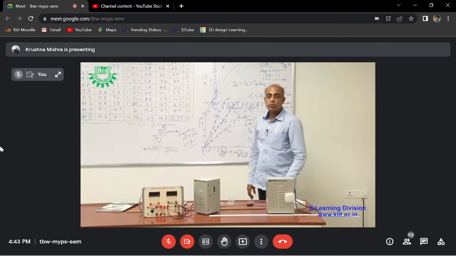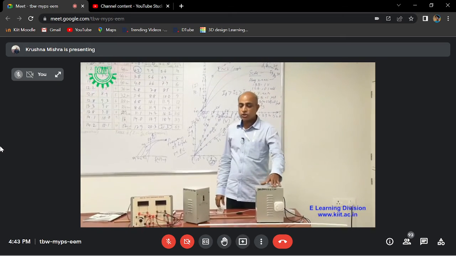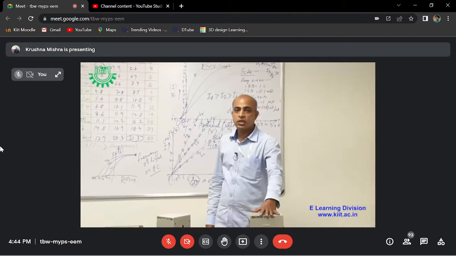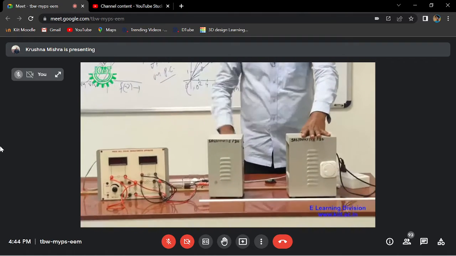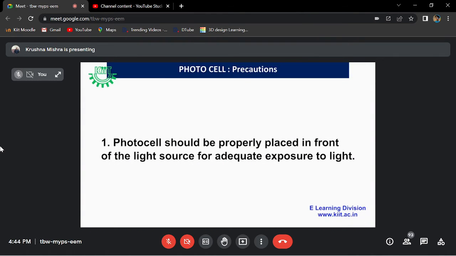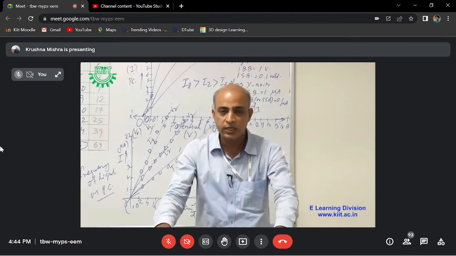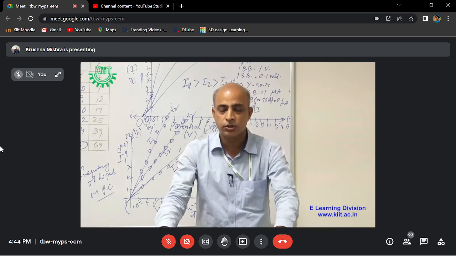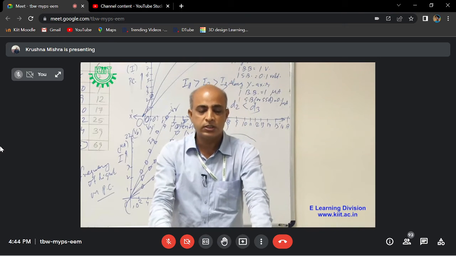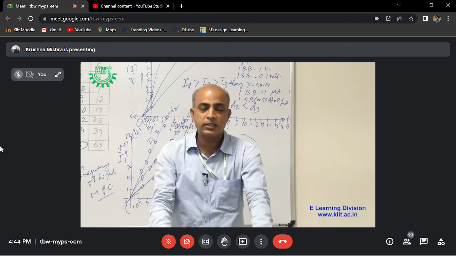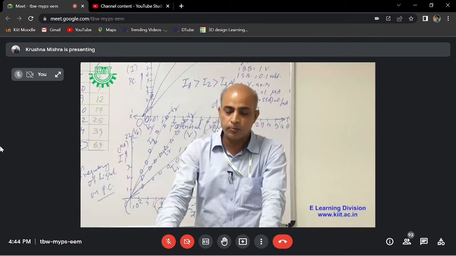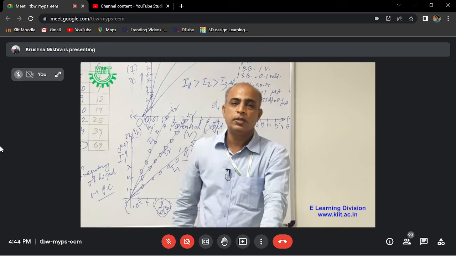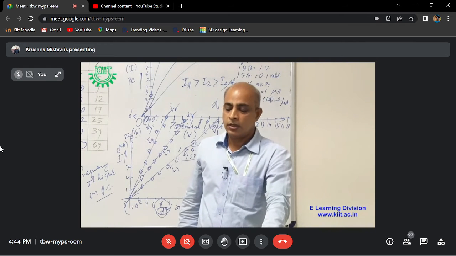Now we come to the precautions to keep in mind while taking the observations. The photocell should be properly incident towards the source of light. If it is slightly tilted from each other, then proper incidence will not take place. As a result, emission of electrons will not come properly, and photocurrent will fluctuate and be wrong.